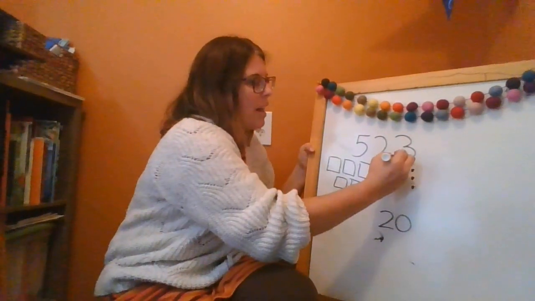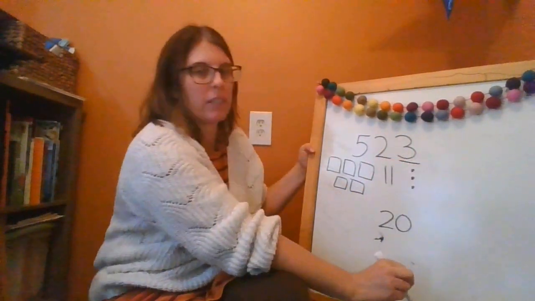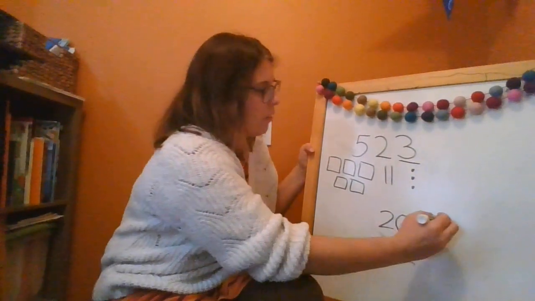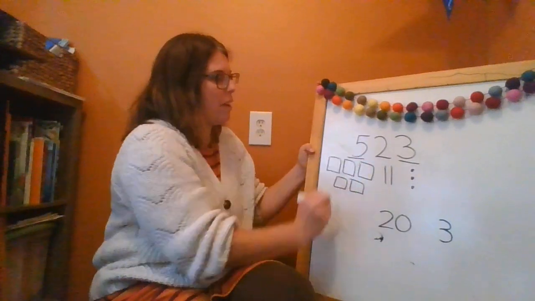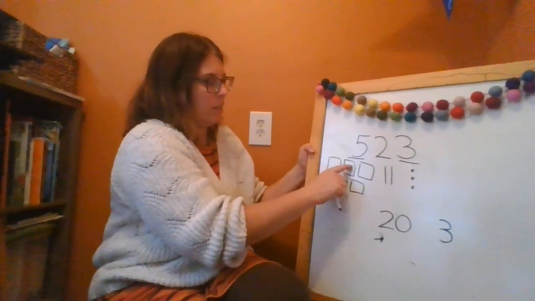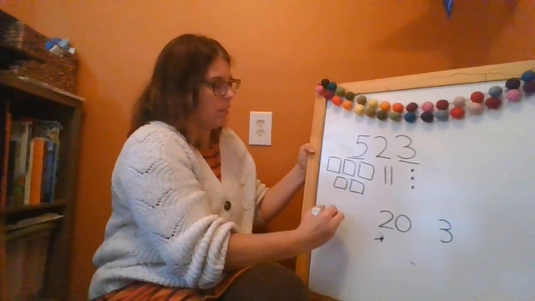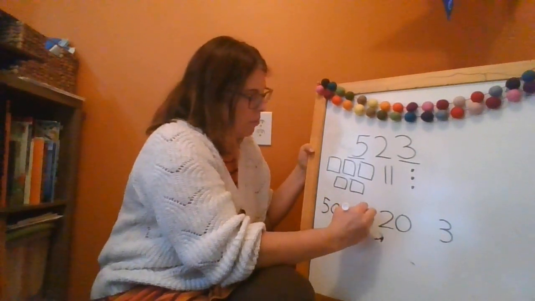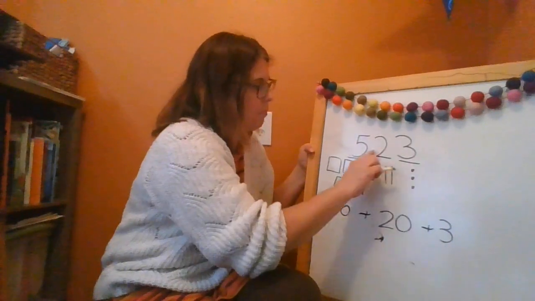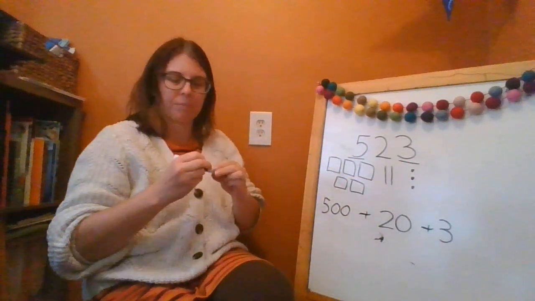Right? What's the value of the ones in this? 3, right? What's the value of the 5? 500, right? So it's 500 plus 20 plus 3 makes 523.